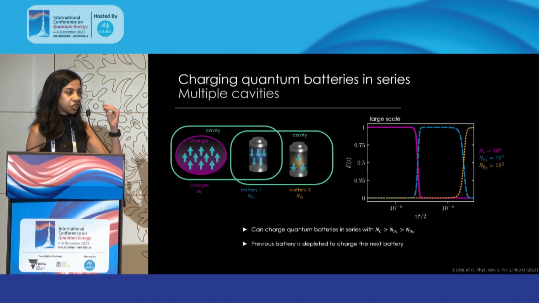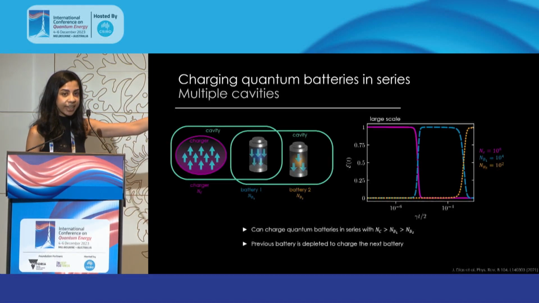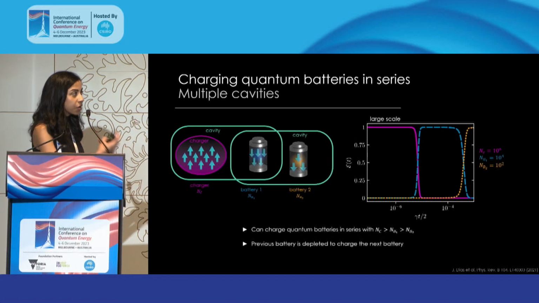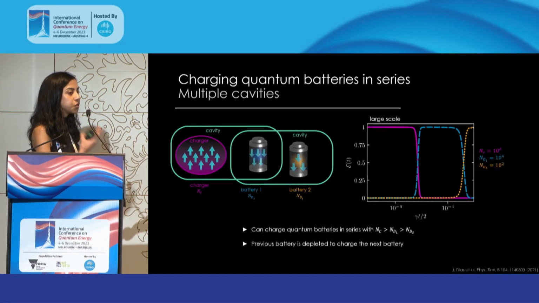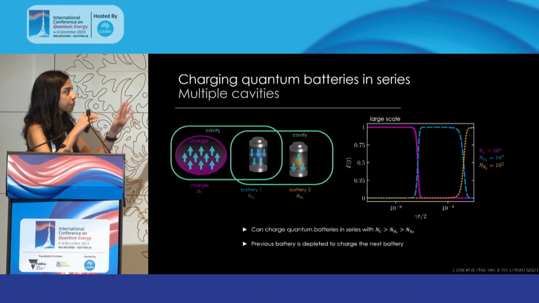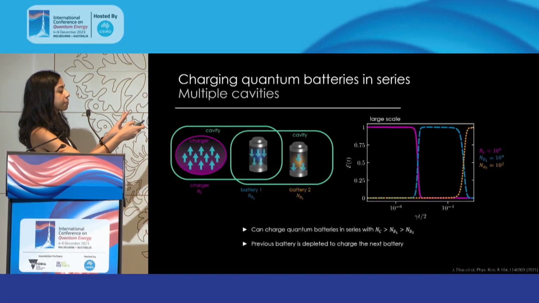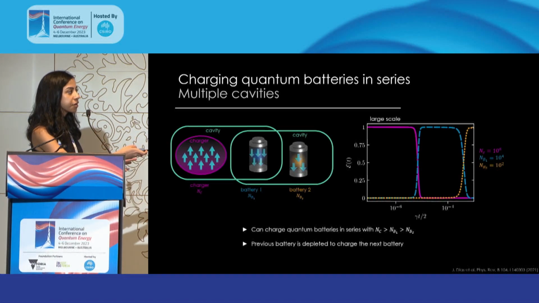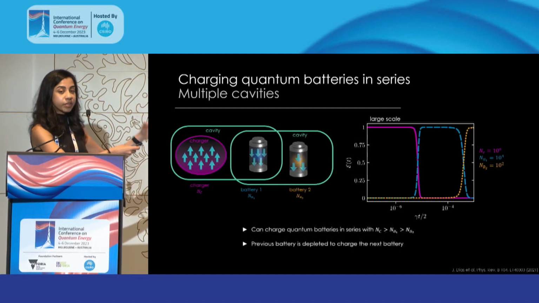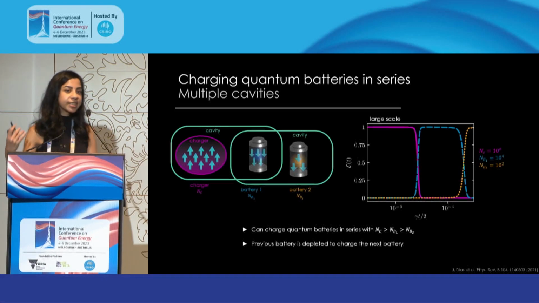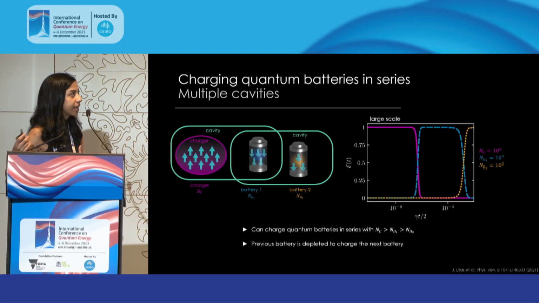So this is charging quantum batteries in series using multiple cavities. And this is maybe the only way that I've found in this research to use multiple cavities and find this efficient energy transfer. The flow of energy is going from the charger into battery 1, into battery 2. And this requires a configuration where the number of spins in the charger is much greater than the number of spins in battery 1, which is then much greater than the second battery as well.